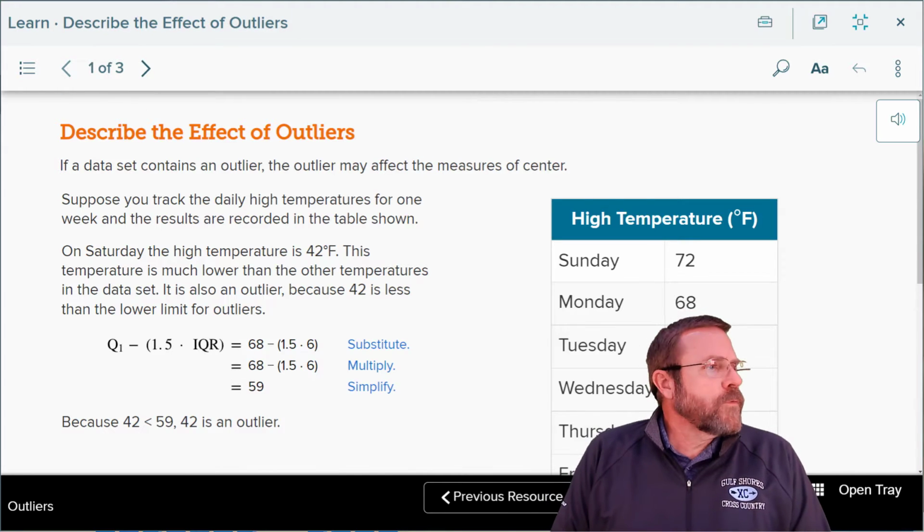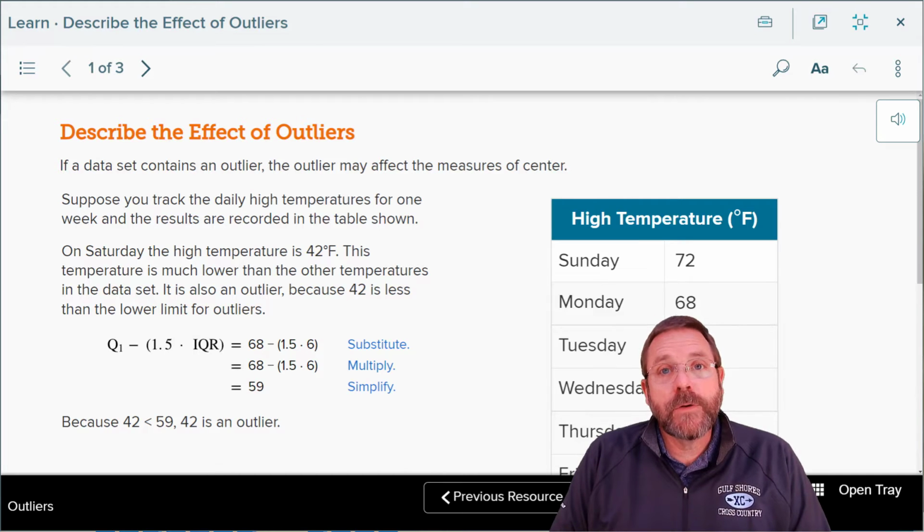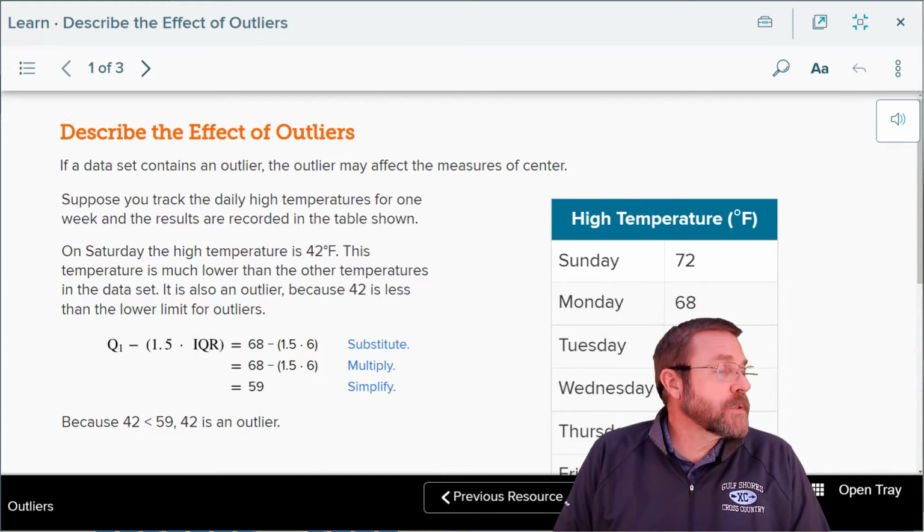Moving on to resource number 7, they say that if a data set contains an outlier, the outlier may affect the measures of center. There's no may to it. The outlier will affect the measures of center.